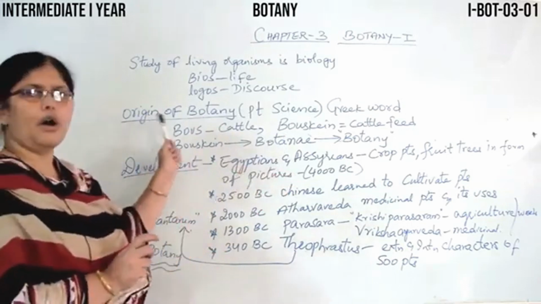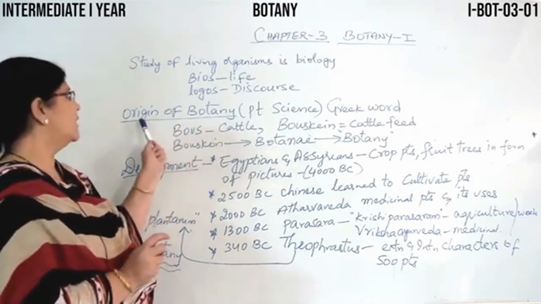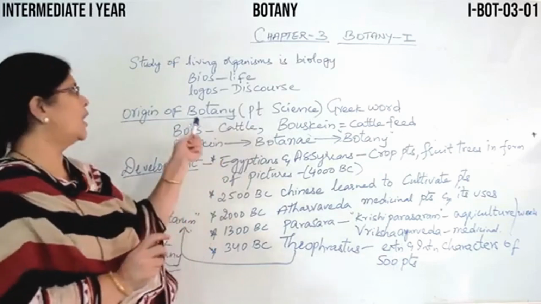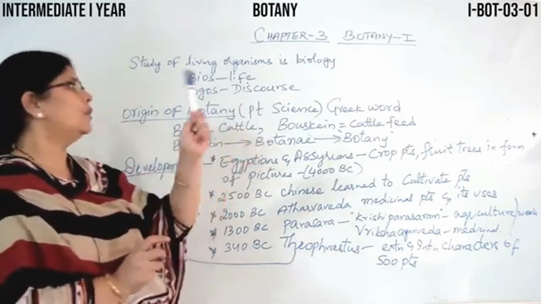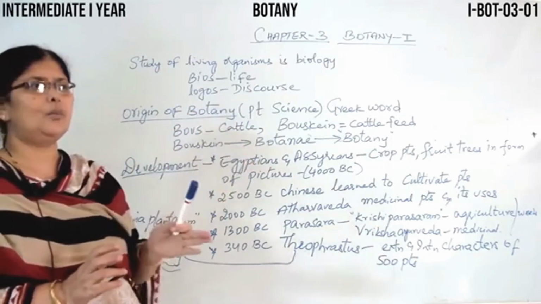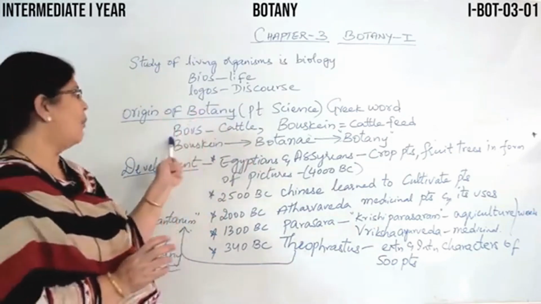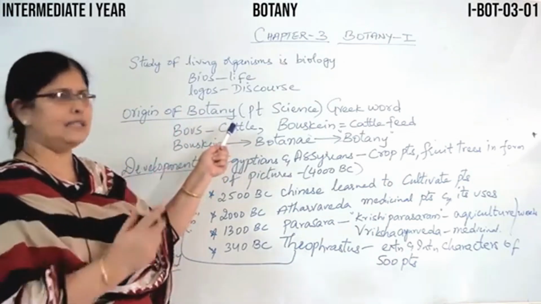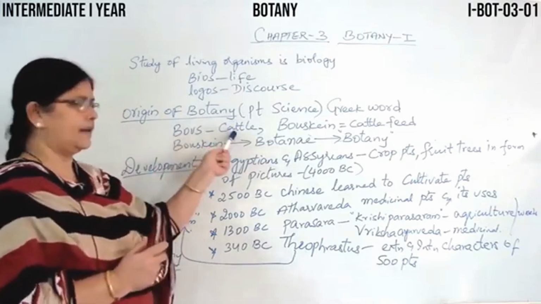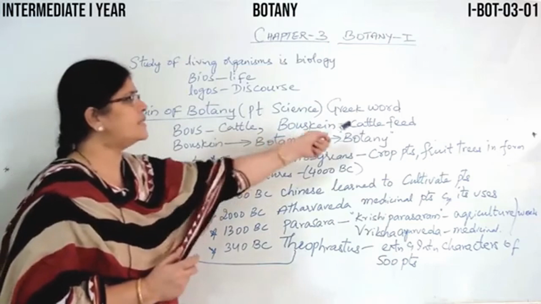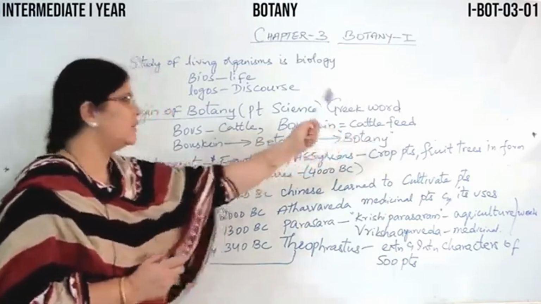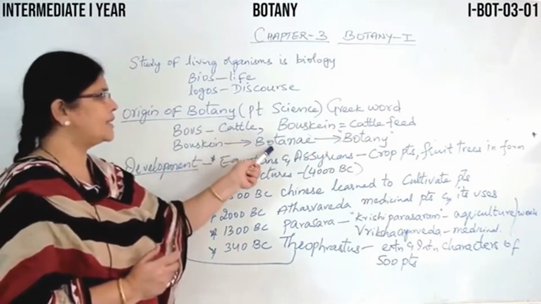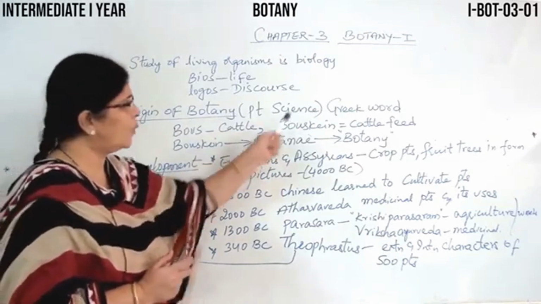Now, how has the word botany originated? So, origin of botany, that is plant sciences. How did it originate? Actually, the word botany has come from a Greek word called boskin. In the Greek language, bos means cattle. You know, cows, buffaloes, and all these animals are called cattle. So, bos is cattle. The other word, boskin, means cattle feed. So, the word boskin has given another word called botany.